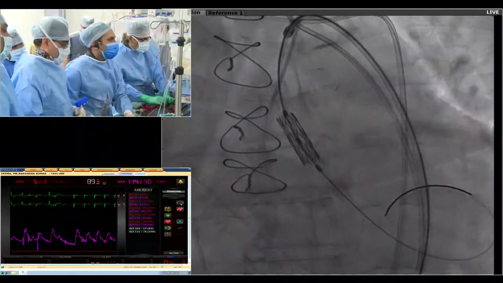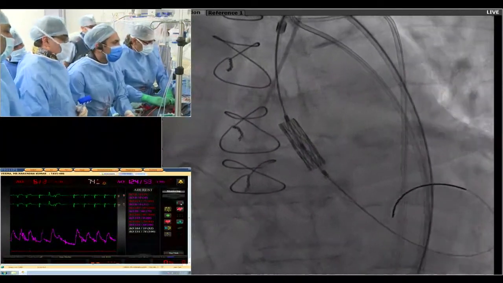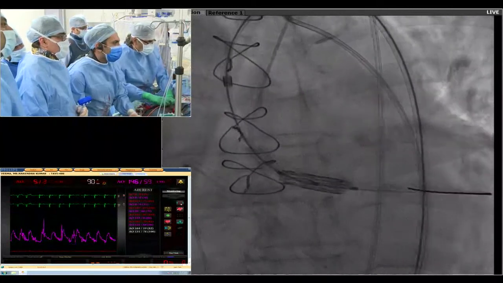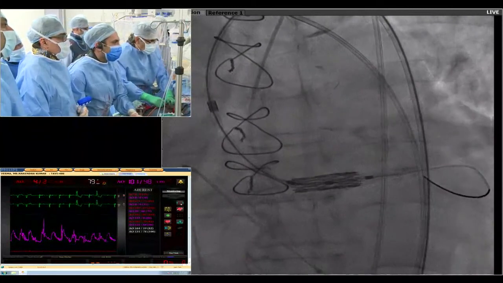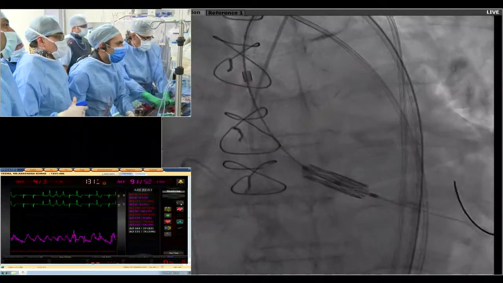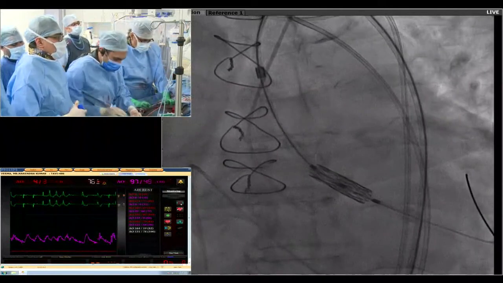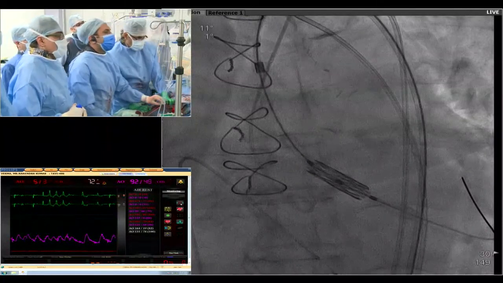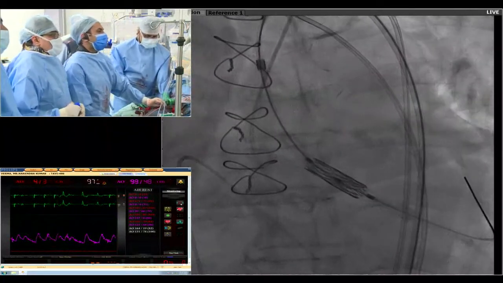Okay, let us go in now. Go in. Check the wire. Yeah, hold it there. Perfect. Just pull back, pull back. Okay, that's good. So we're going to unflex it here. Fluoro, save that, please. Let us take a picture here.